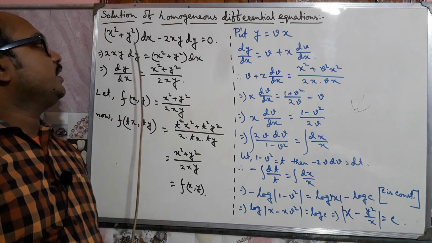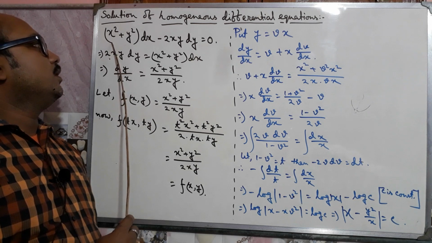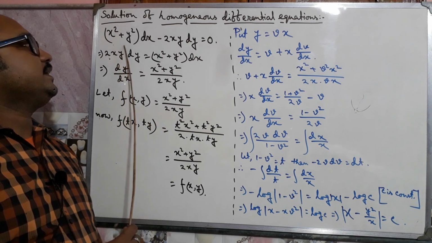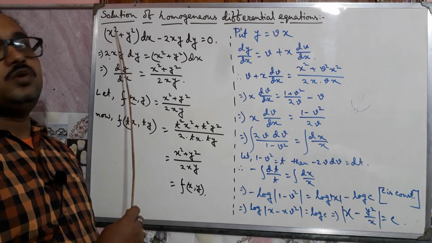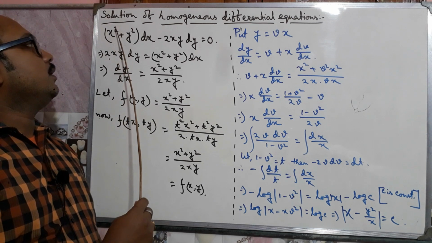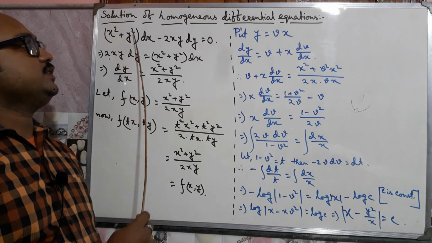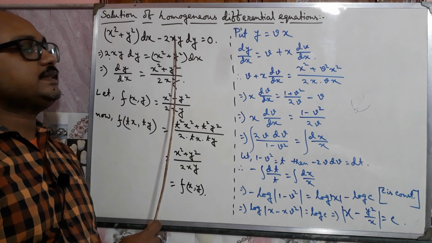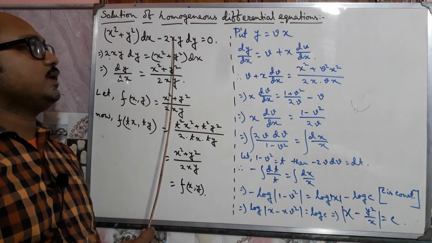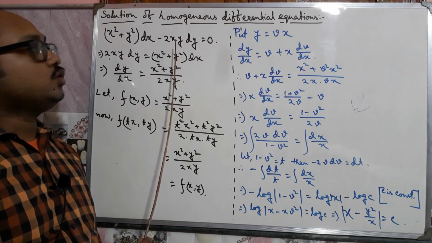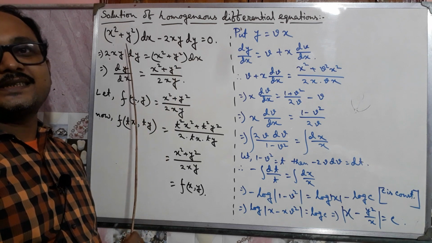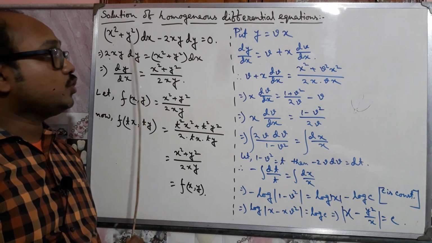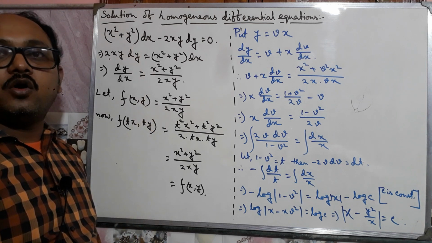You see, in these two terms, what is the degree here? 2. The degree of x is 2 and degree of y is 2. So, ultimately the degree is 2, and in this term the degree of x is 1 and degree of y is 1. So, 1 plus 1 is equal to 2. So, the degree of x and y in these two terms are equal. Okay. So, it will be a homogeneous equation.